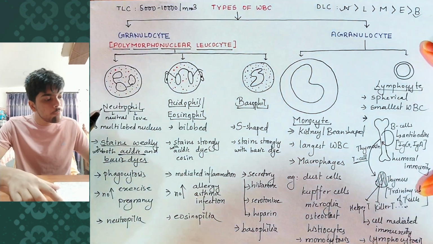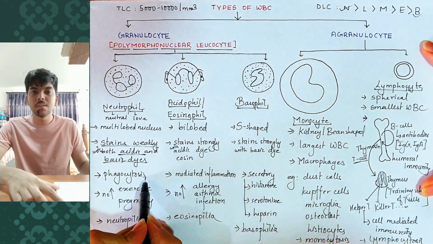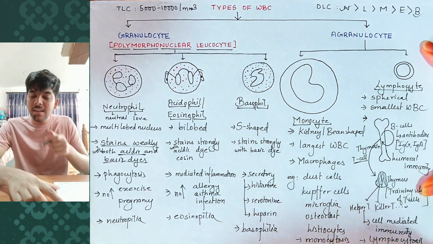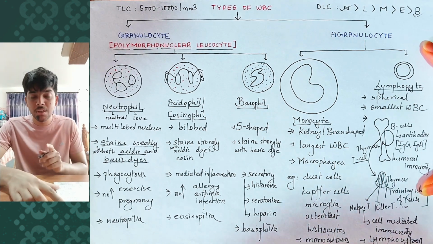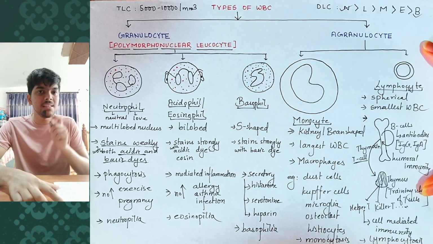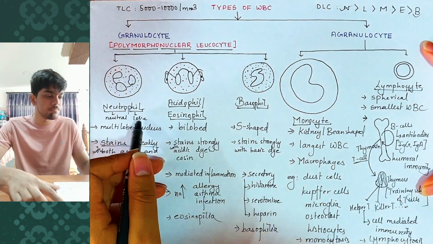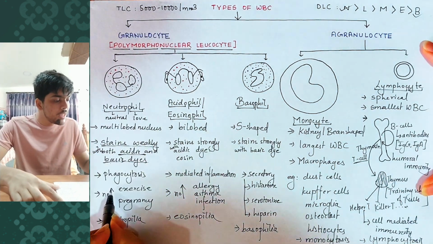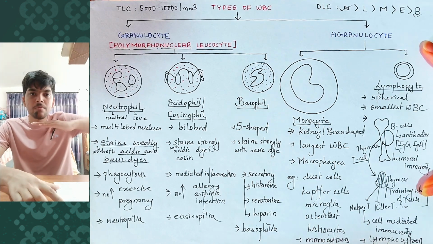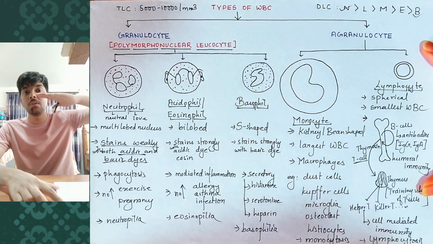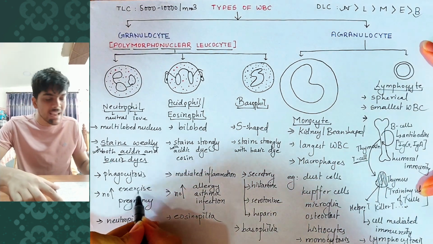Okay, the function of neutrophil is phagocytosis. Whenever a bacteria or a pathogen enters your body, the first soldiers that are sent to fight against these pathogens are neutrophils. The number of neutrophil increases above the normal number. Here's your normal number. The number of neutrophil becomes more than the normal number if you exercise.